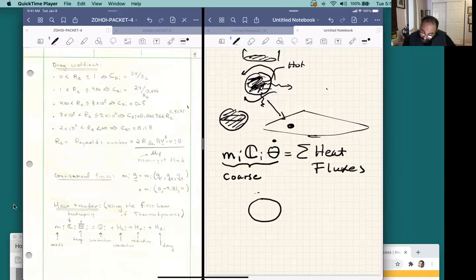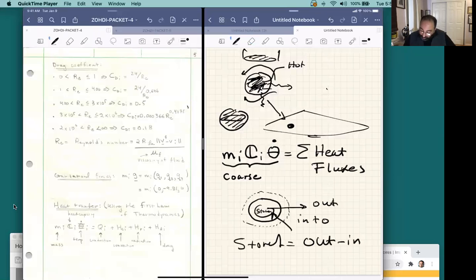So we've all learned in an undergraduate class in thermodynamics or physics, we do a control volume. We isolate the object and we ask how much is going out, how much is going in, and how much is being stored. Those are the three things. So stored is going to equal out minus in, right? The rate of how much is stored is out minus in, okay?